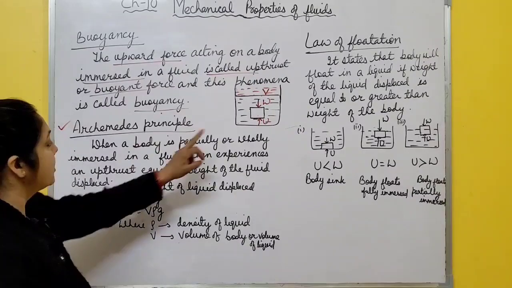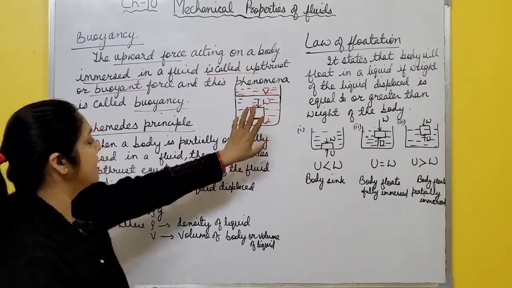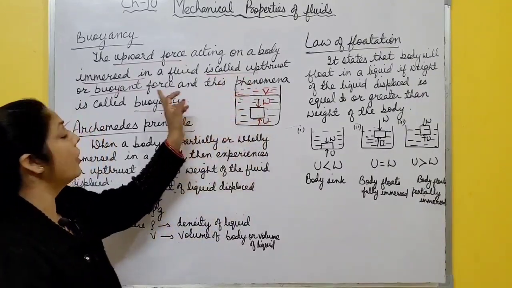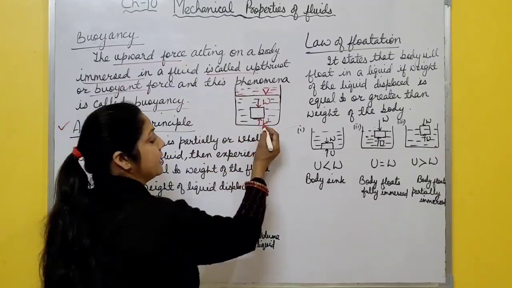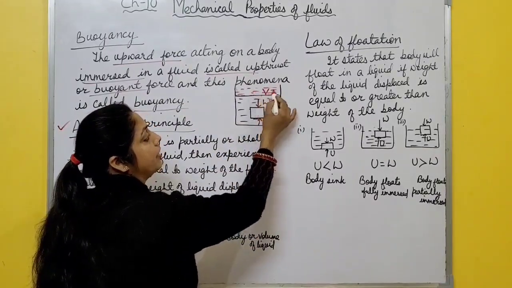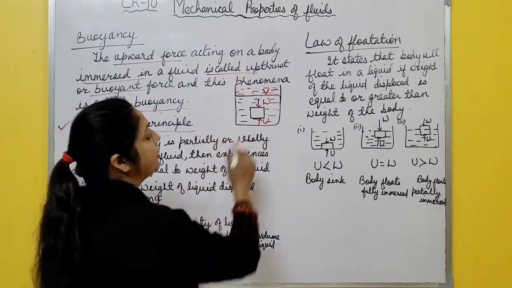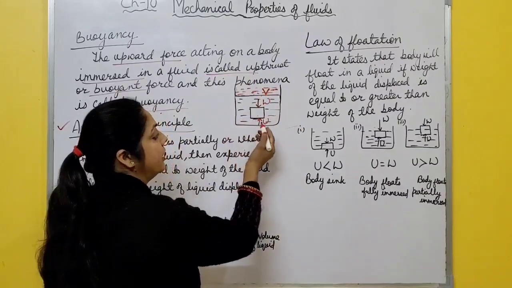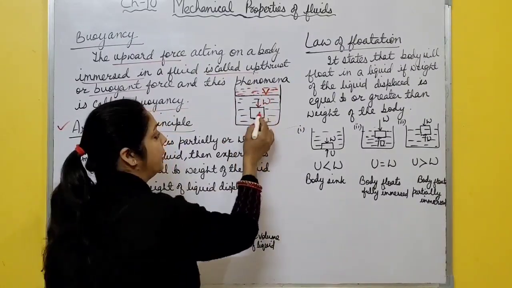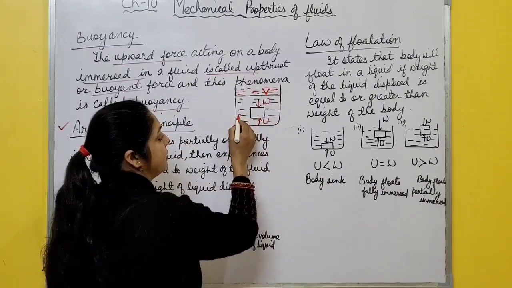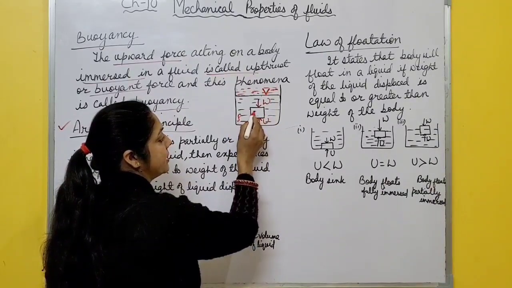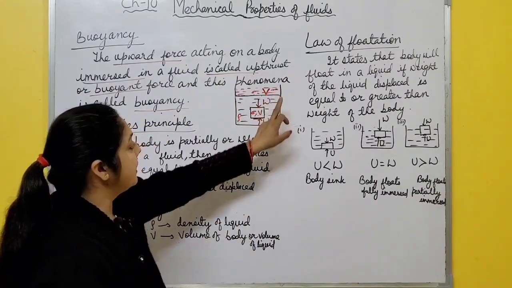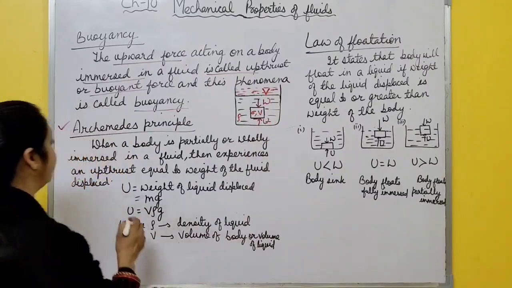What is this? Suppose this body is partially or fully immersed in this fluid, then it experiences an upward force, called upthrust or buoyant force. And what is the value of this upthrust? It is equal to the weight of the liquid displaced. When the body is placed, some amount of liquid is displaced, the level of the water rises, and the volume of this displaced liquid is equal to the volume of the body. Suppose the density of this liquid is rho and the density of this body is sigma and its volume is V. So the weight of the liquid displaced is equal to this upthrust. So you can write this.